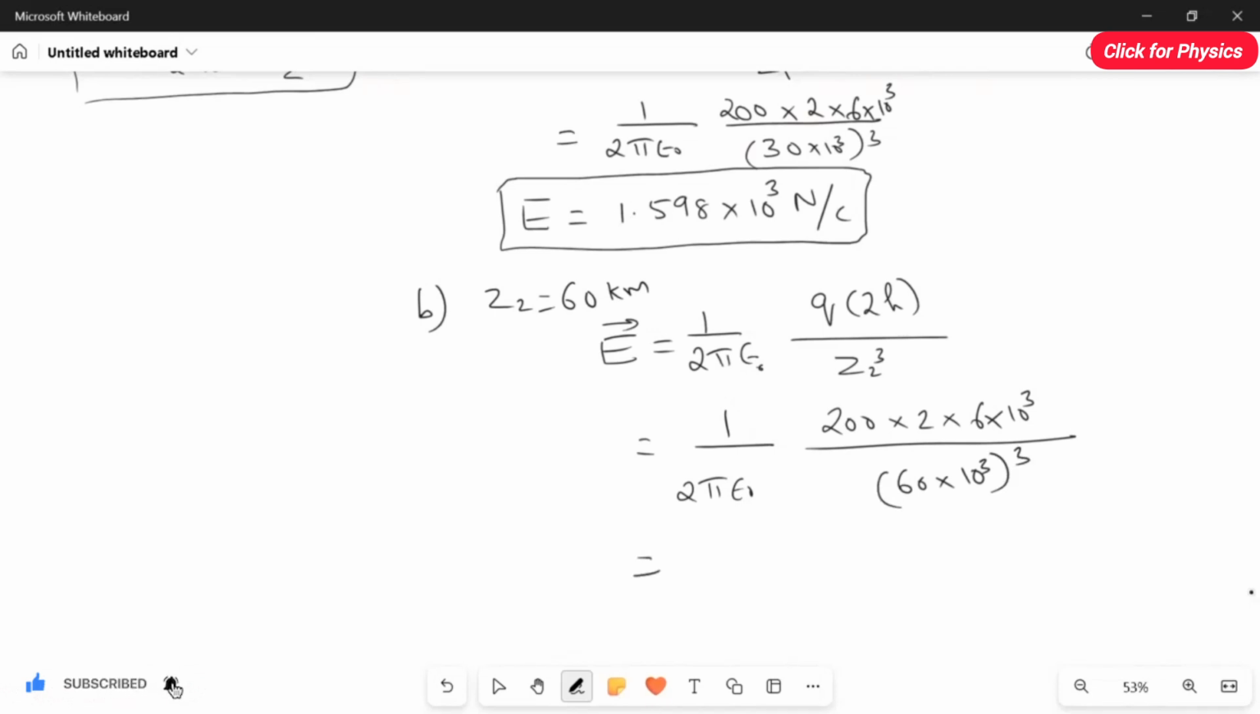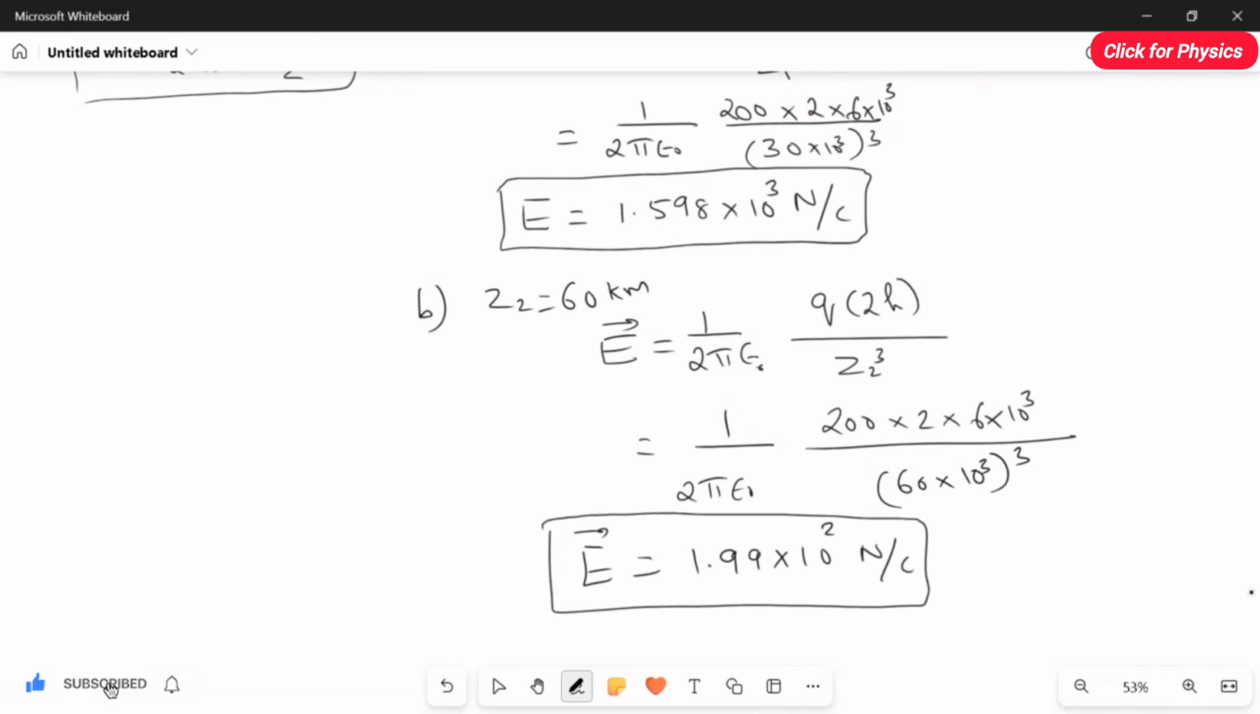So here I got the answer for the electric field due to the dipole as 1.99 multiplied by 10 power 2 newton per coulomb. So this is the answer for the two different values, z1 and z2. That's it. Thank you.